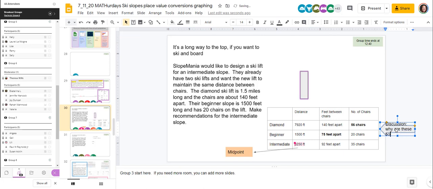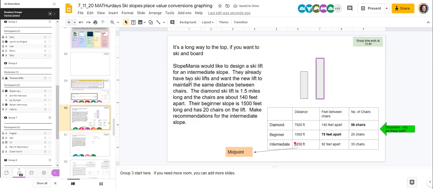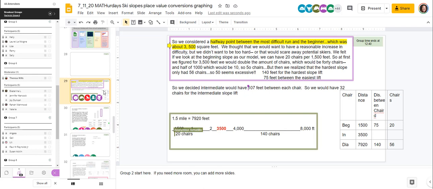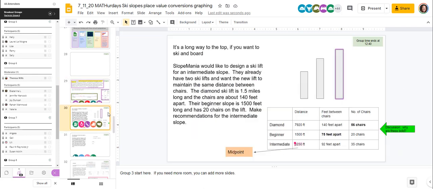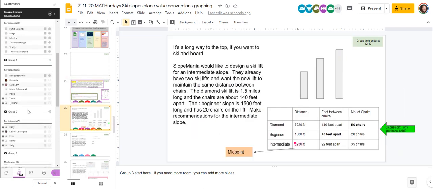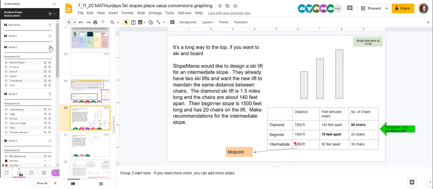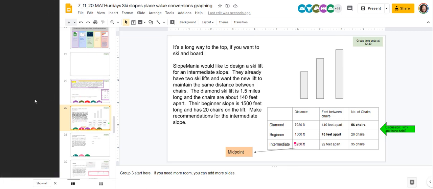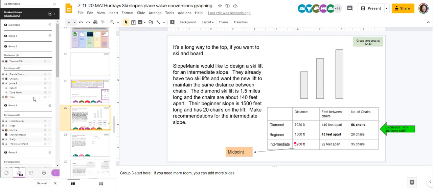Yeah, and then you would have 40, right? Oh yes, 40. Yes, you're right. So it's not exactly in between, but it just looks like a nice number. Yeah, but we're making recommendations. So the number of feet for our slope.